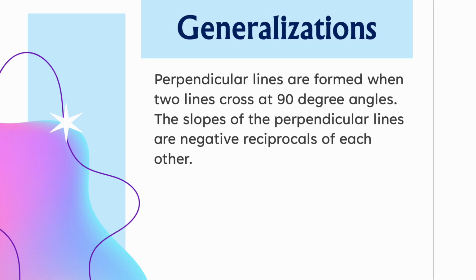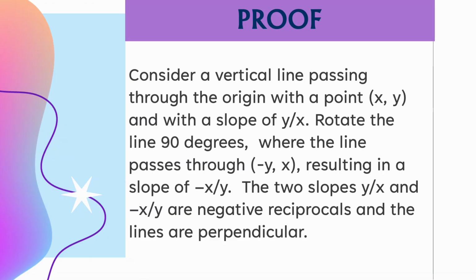Perpendicular lines are formed when two lines cross at 90-degree angles. The slopes of the perpendicular lines are negative reciprocals of each other. This can be proven by considering a line passing through the origin with a point (x, y) and a slope of y over x. Rotate the line 90 degrees where the line passes through (-y, x), resulting in a slope of negative x over y. The two slopes, y over x and negative x over y, are negative reciprocals of each other.